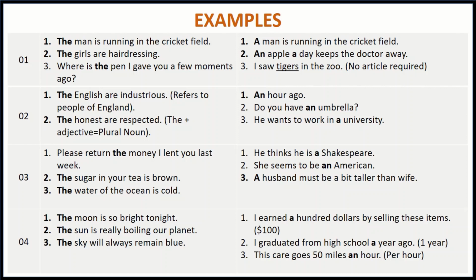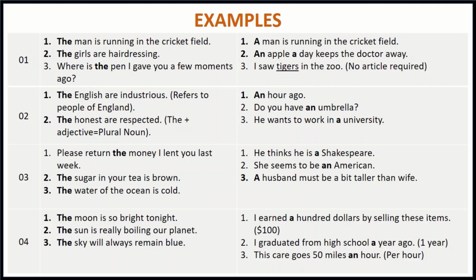Rule number two was about generalizing a whole group. For example, the English are industrious. It refers to the people of England. The honest are respected. It is also possible to use the plus an adjective. Honest is an adjective but functioning as a noun, as a group of people who are honest. So therefore, it becomes a plural noun. So the honest are respected means honest people are respected often.